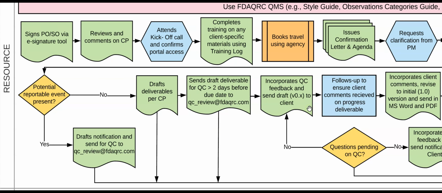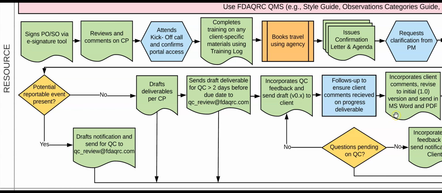Once the draft deliverable has been sent to the client, the resource would then follow up to ensure the client's comments have been received and incorporate them into the deliverable. Once the comments have been incorporated into the deliverable, it would be saved as version 1.0. Version 1.0 is returned to the client as a Microsoft Word document as well as a PDF.